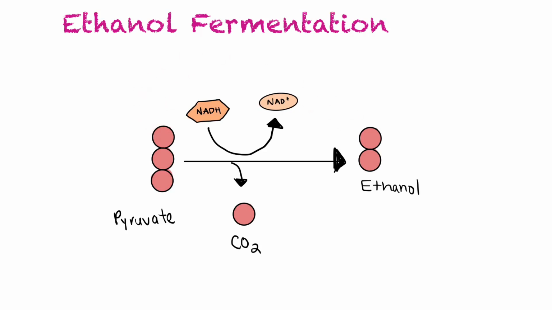And this is quite handy though, because some organisms use this pathway and we use it for food production, so producing ethanol. But also when we make bread, yeast will convert pyruvate to ethanol and produce some carbon dioxide, and it's the carbon dioxide bubbles that cause the bread to rise, and the ethanol would bake off when you're baking the bread.